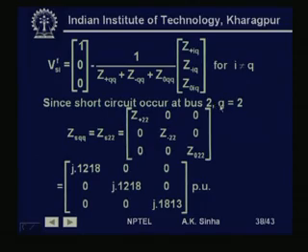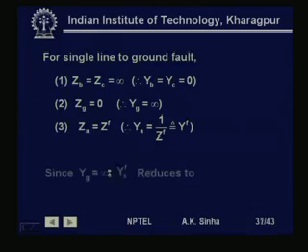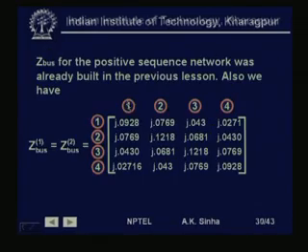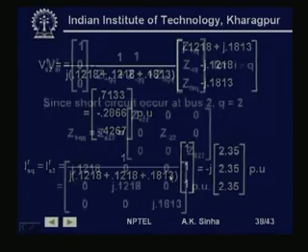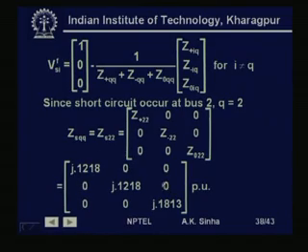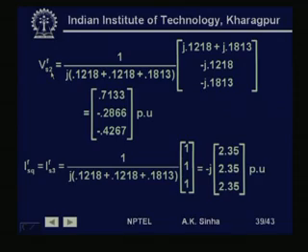Since the short circuit occurs at bus 2, Q is equal to 2. So, ZSQQ is equal to ZS22, which is the positive, negative and 0 sequence values seen from the sequence matrices that we have calculated. Zero sequence Z22 is this, and positive sequence Z22 is this, so we use these values. Here we get this, and then we can calculate VFS2 by substituting all the values. This comes out to be like this, and using VFS2 we can calculate IFS2 as this one.